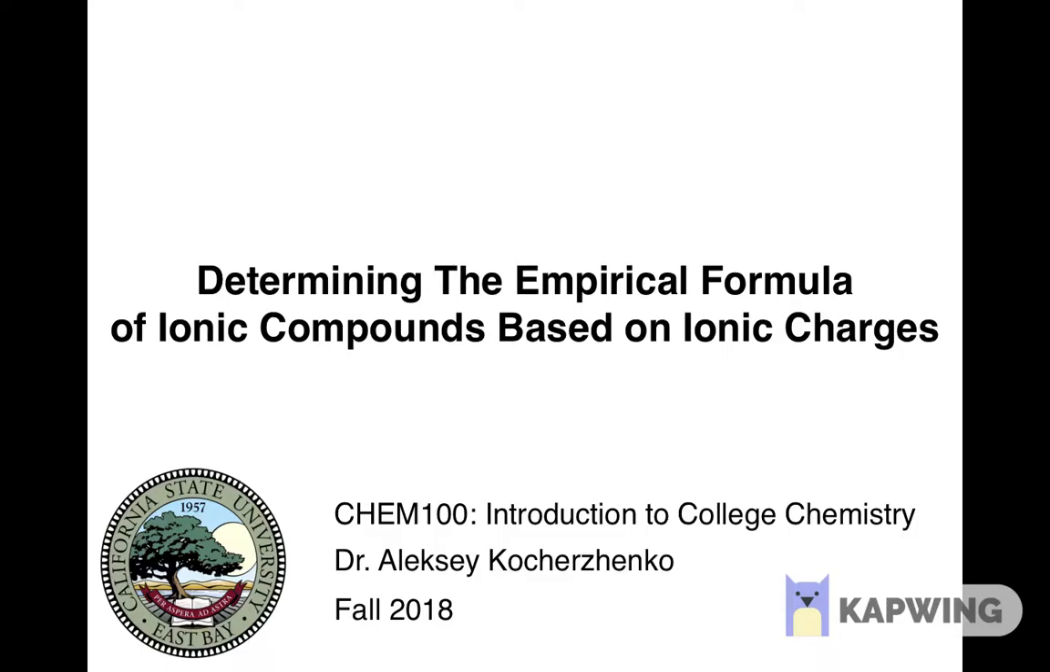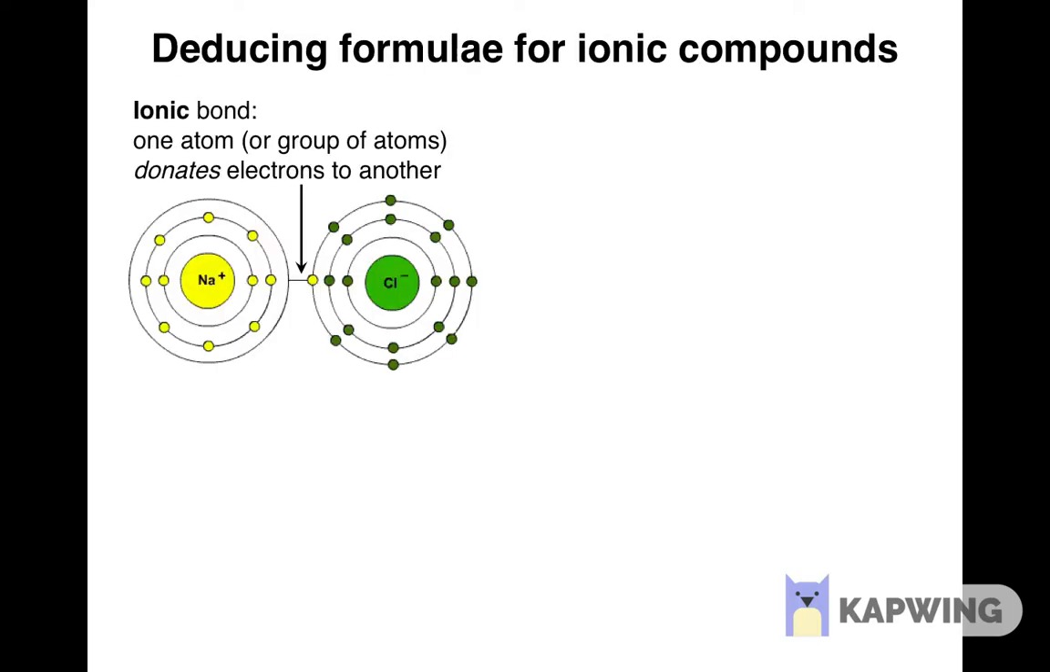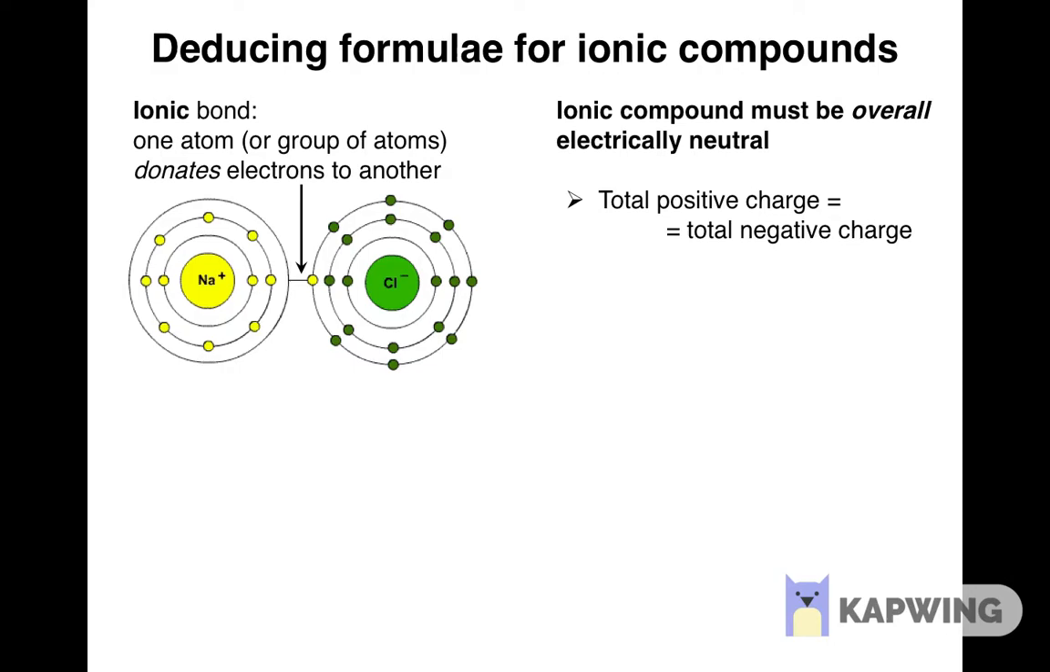In ionic compounds, one atom or group of atoms gives up one or more electrons to another atom or group of atoms. The resulting cations and anions are held together by electrostatic attraction between positive and negative charges. An important thing to remember is that ionic compounds are overall electrically neutral. The total positive charge of all cations is the same as the total negative charge of all anions.